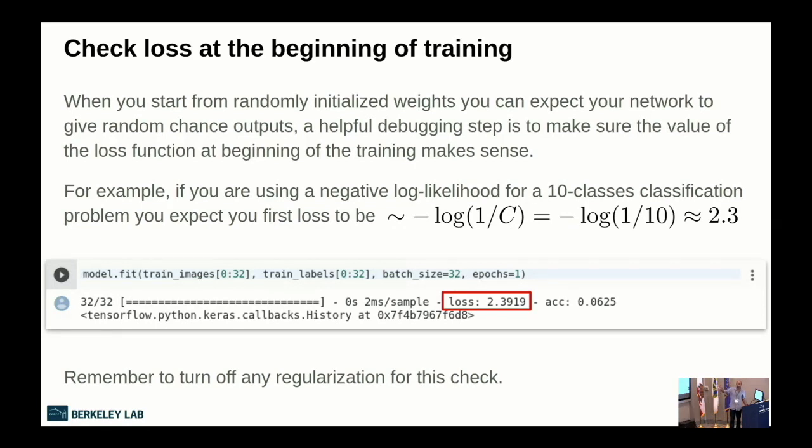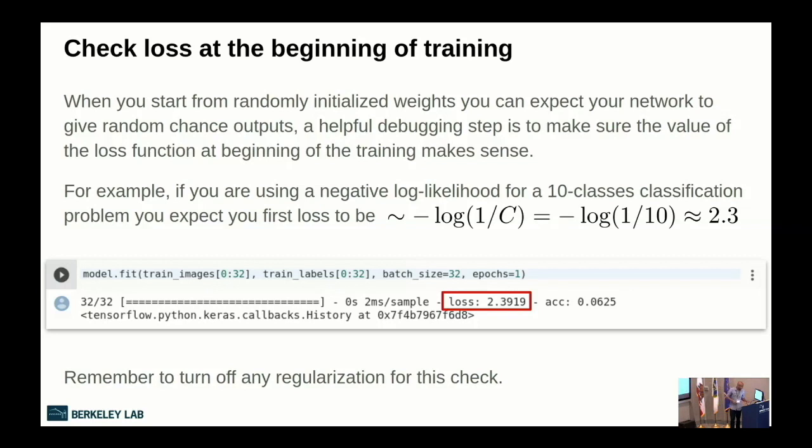So if I'm classifying over 10 different objects, I know that the output should be random, uniformly distributed over the 10 different objects. If it's not, then there is a problem, right? So the minus log of 1 over 10, which is a random probability, should give you 2.3. You can go and actually do that. This is in Keras. You'll see how to do that later today.